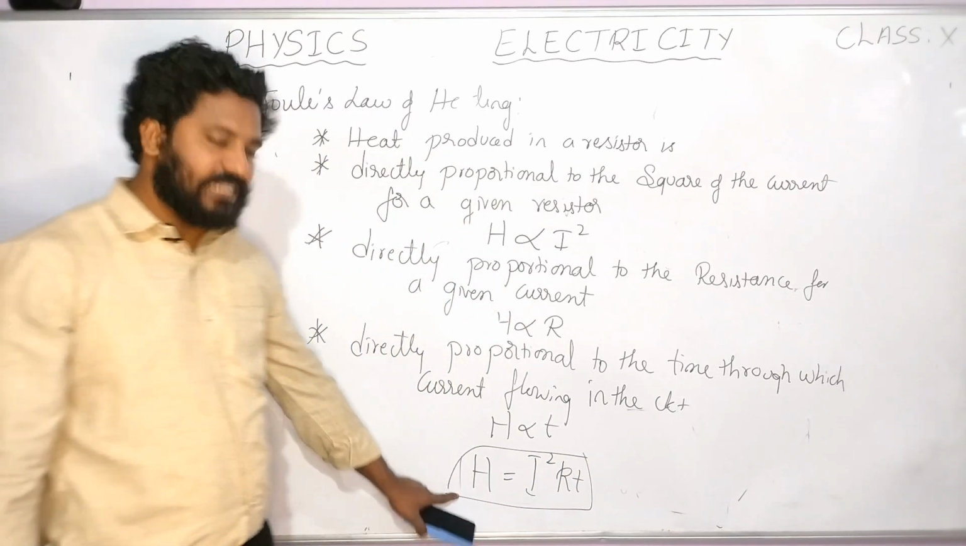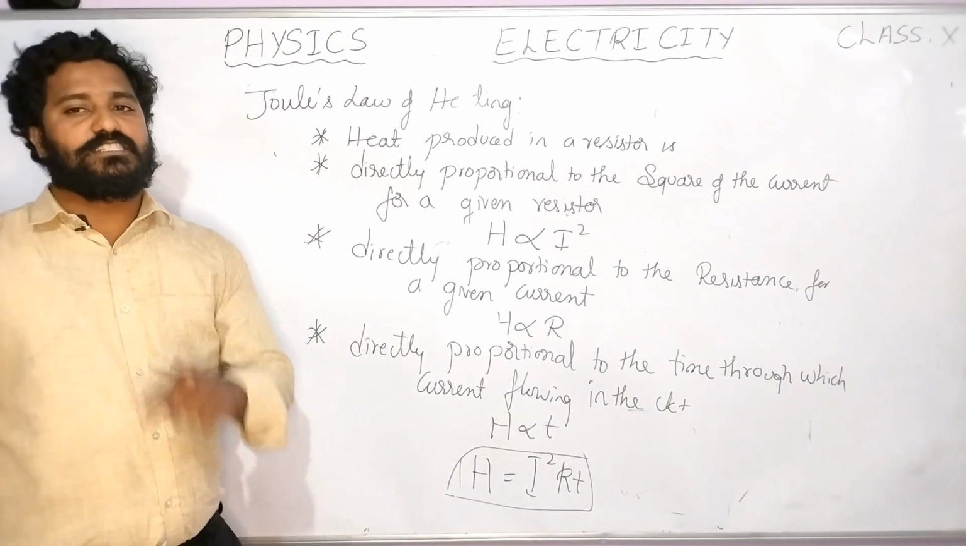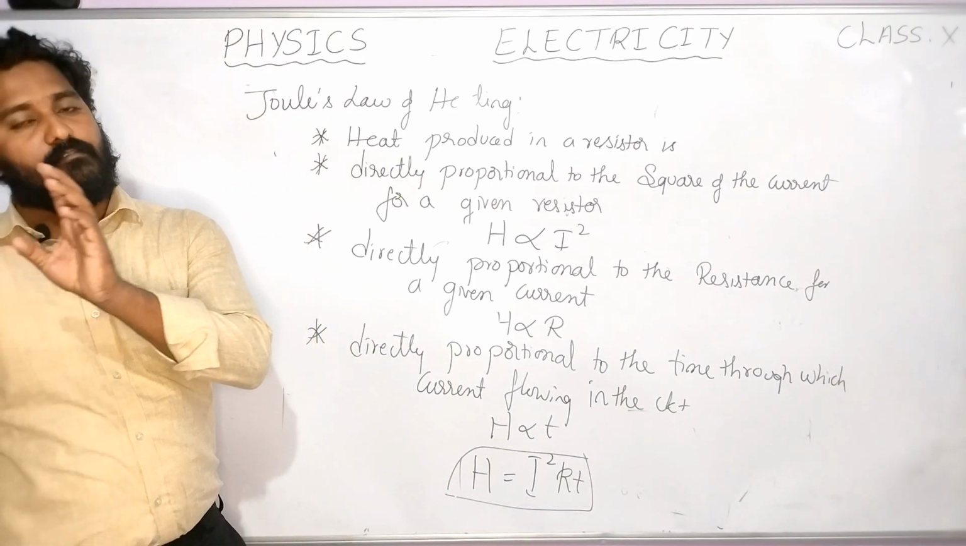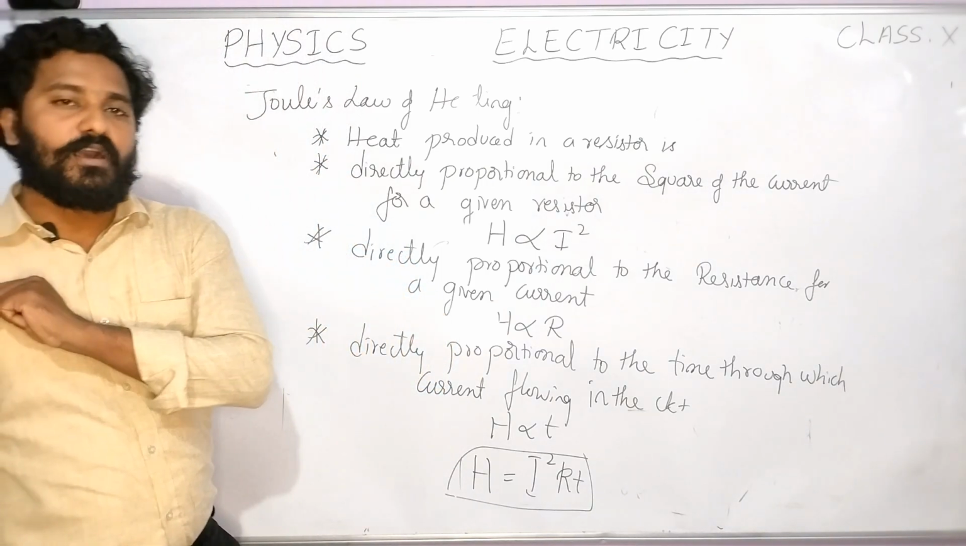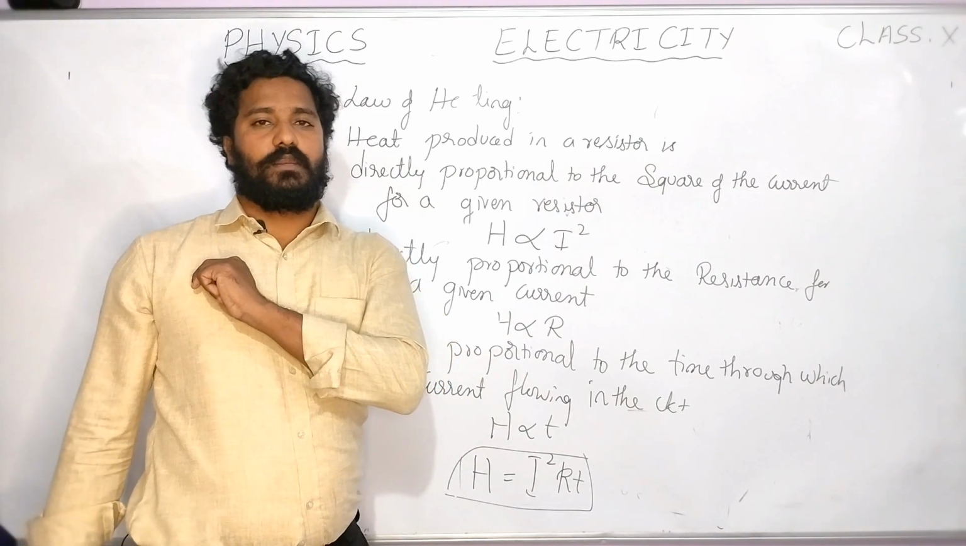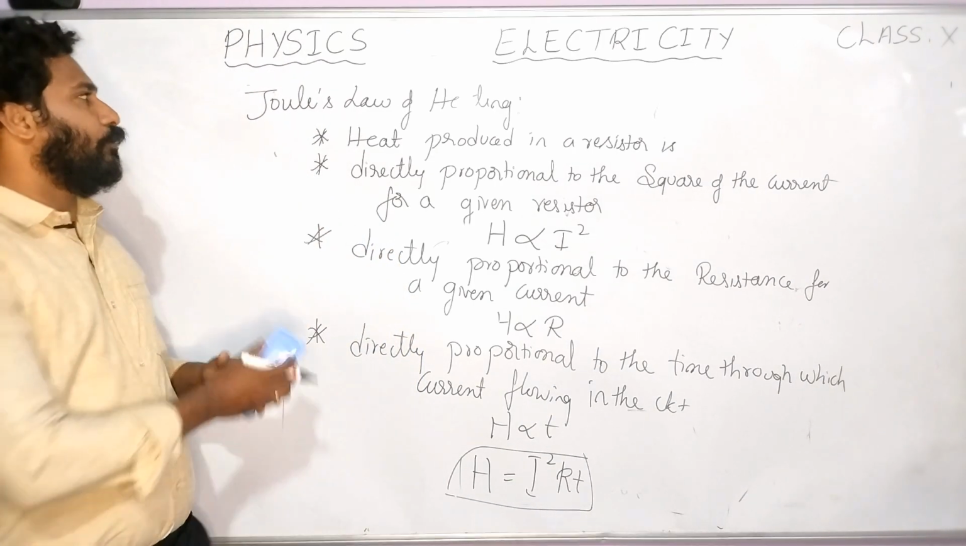Very important. They will ask you. We are going to do many problems based on this expression. H is equal to I square RT, and we have three expressions for electric power: P is equal to VI, P is equal to I square R, and P is equal to V square by R.